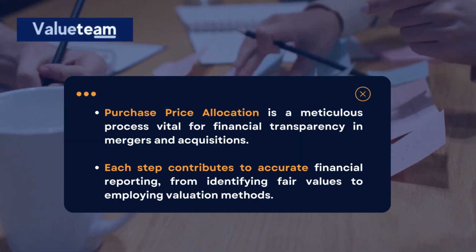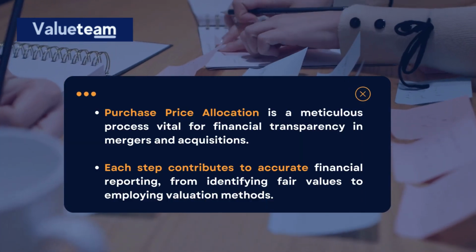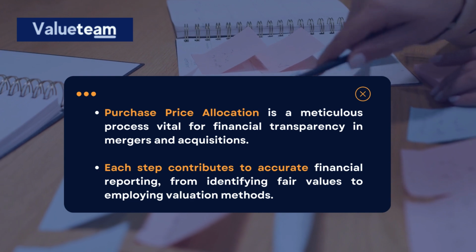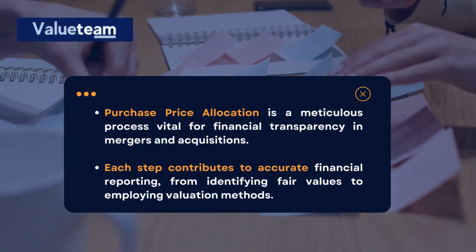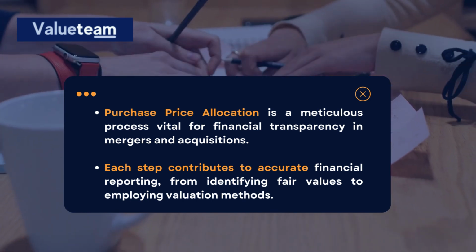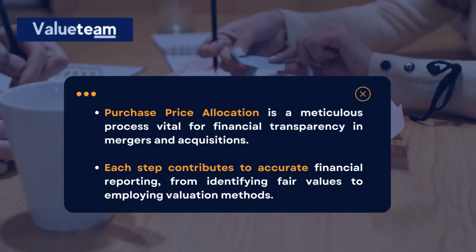Purchase price allocation is a meticulous process vital for financial transparency in mergers and acquisitions. Each step contributes to accurate financial reporting, from identifying fair values to employing valuation methods.